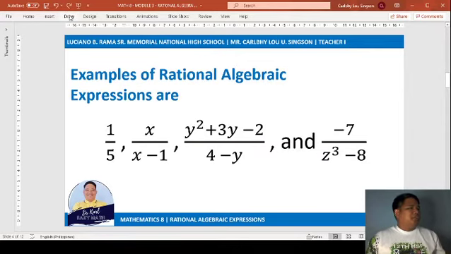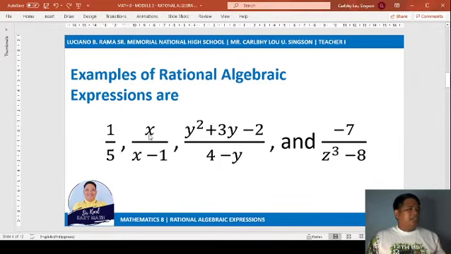So what are examples of rational algebraic expressions? We have 1 over 5, or 1/5. It's the ratio of n over d, so it's like a fraction. When we say rational algebraic expressions, it is in the form of a fraction where there is a numerator and also a denominator, given that the numerator and the denominator are all polynomials.